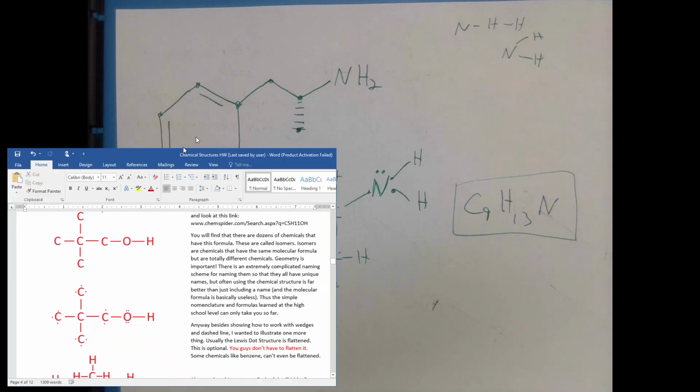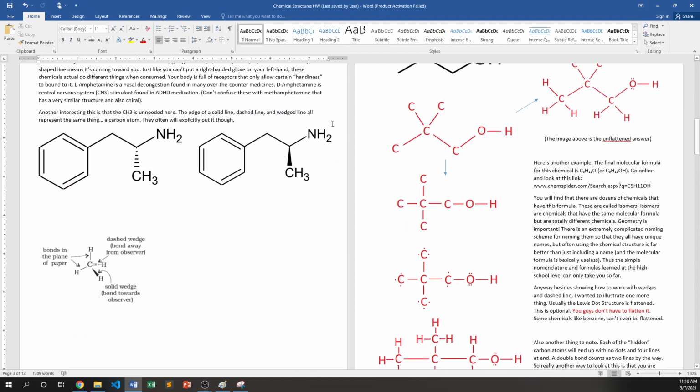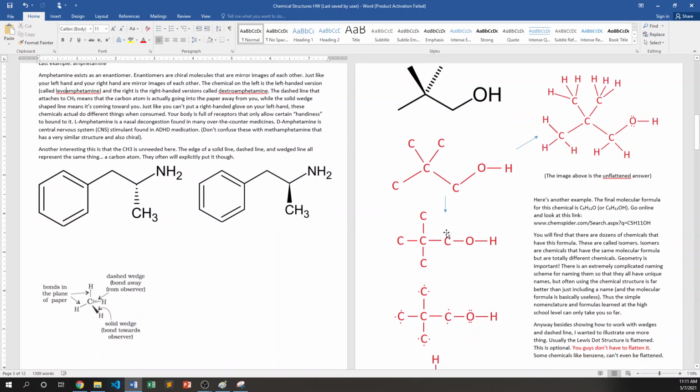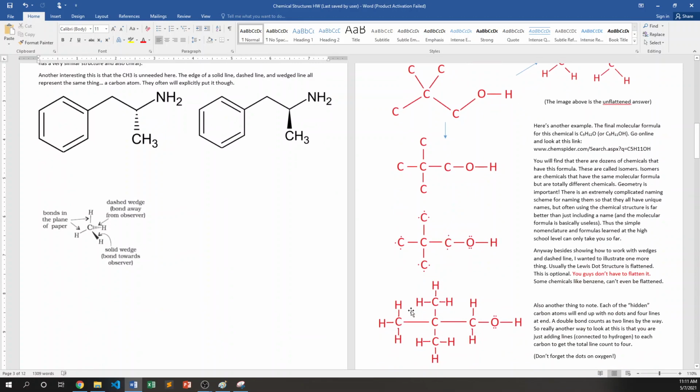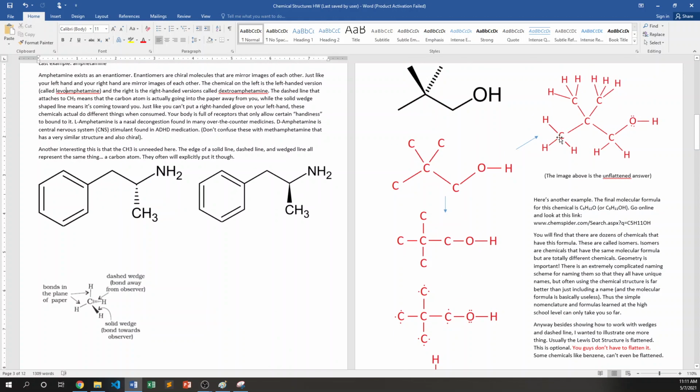So as I said, I don't care if you leave it like this. So this could be dashed, or it could be a wedge. And I don't care if you leave it unflattened and you end up with this shape. Just make sure you put the dots around the oxygen, or you flatten it. Personally, a lot of them look better flattened. This one turned out ugly, but then so this one is kind of ugly.